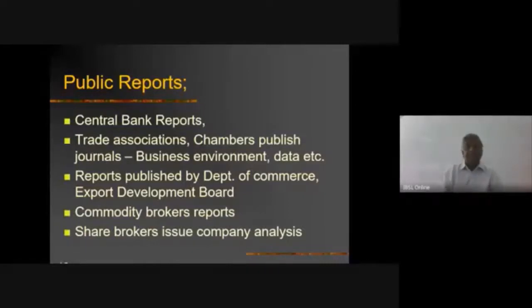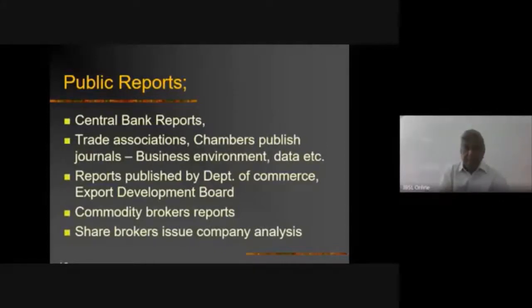Then trade associations. There are trade associations, chambers, public journals, or business environment, and the data also. Trade associations: Garment Exporters Association, Coconut Exporters Association, Gem Exporters Association, Jewelry Exporters Association, Small and Medium Enterprise Association, so many associations. And then chambers, like the Chamber of Industries in Navam Mawatha, Colombo. There are various chambers.